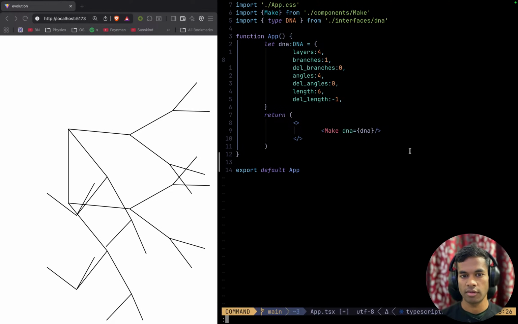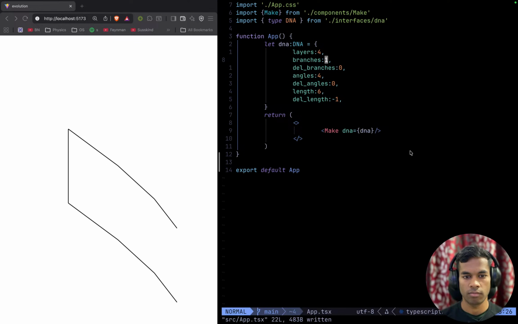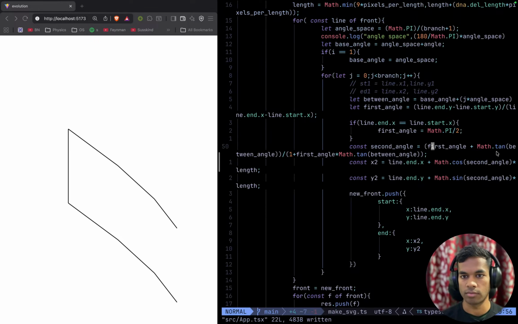There's branches. What if? Okay, why is it going in one direction? It should not go in. These should just go forward. They are going down.